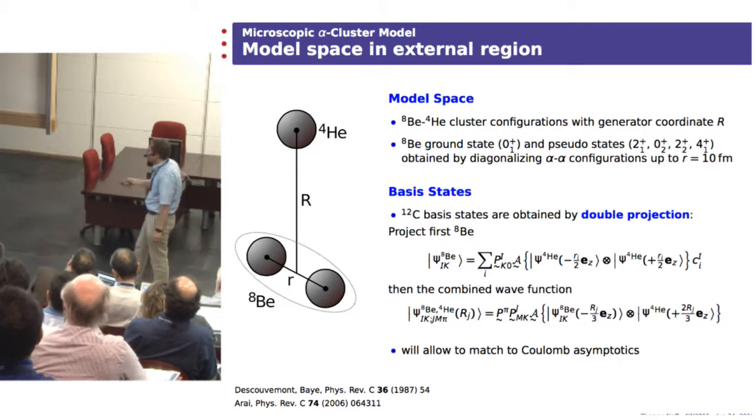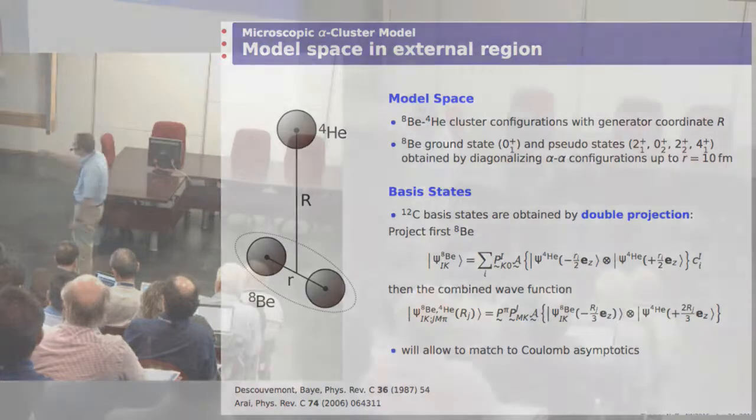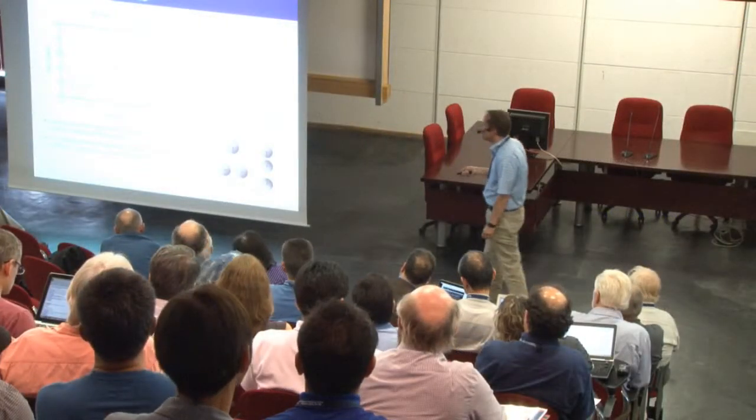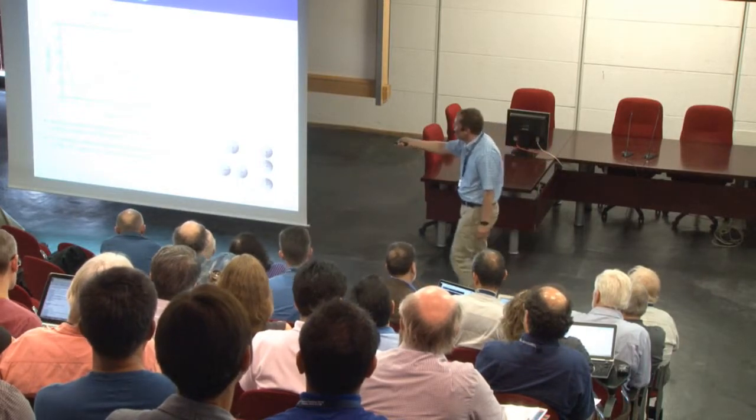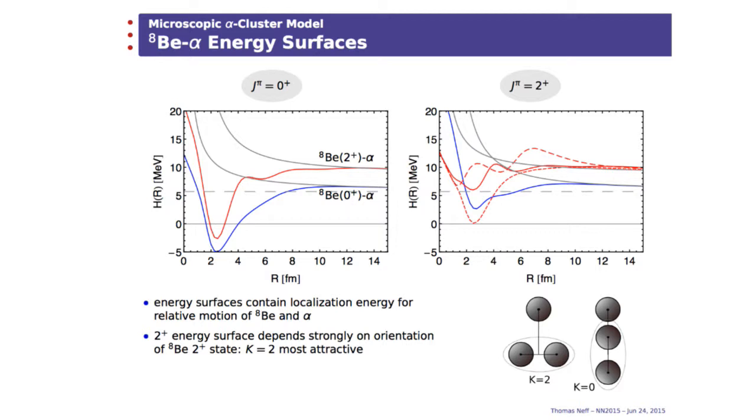Okay, just to get some idea of what we can expect, I plotted here the beryllium 8 alpha energy surfaces, and then we take the beryllium 8 ground state, so we get this blue curve. Here the dashed line is about 6 MeV above zero, but that is the localization energy in this GCM type wave function, where the kinetic energy due to the localization has a finite value. So more or less you can subtract that. What you see here is essentially the Coulomb barrier of the beryllium 8 alpha system, located around 10 Fermi. So from that alone we can expect that the wave function will be very extended.